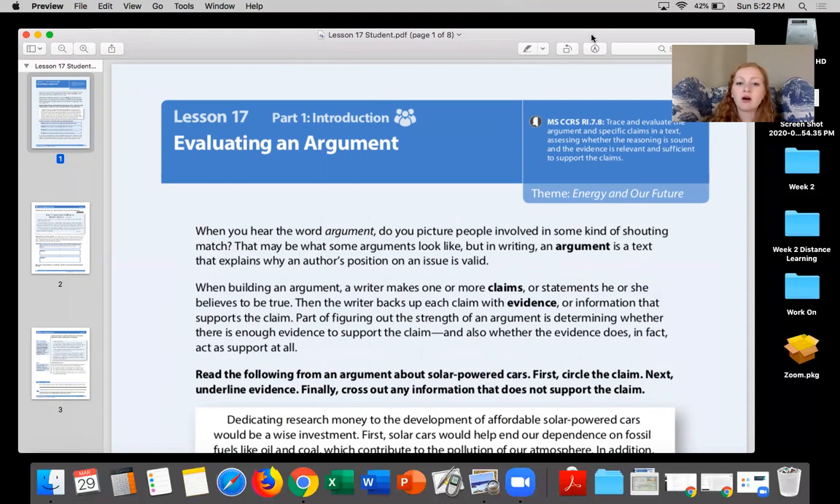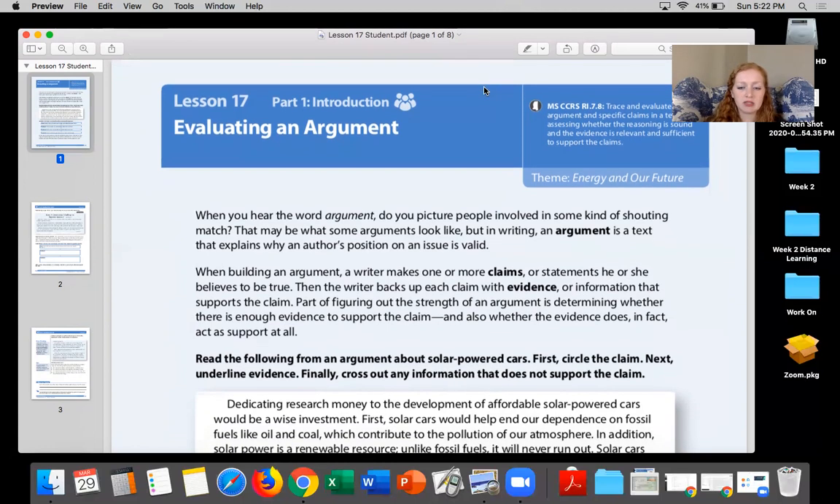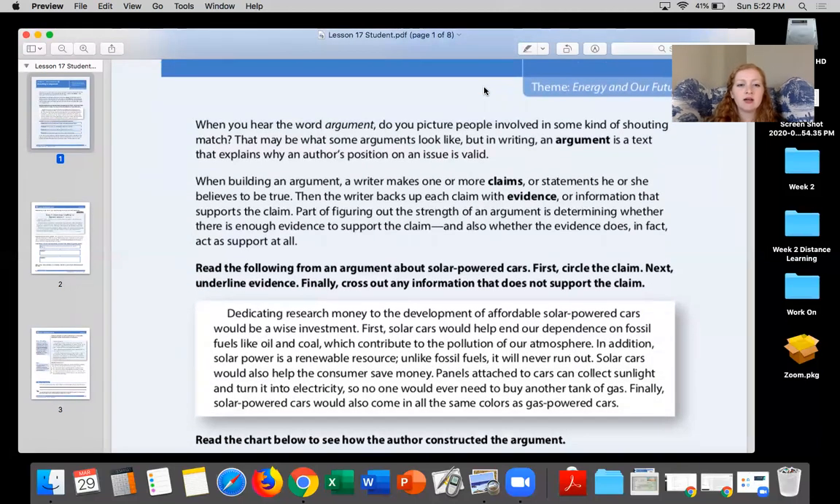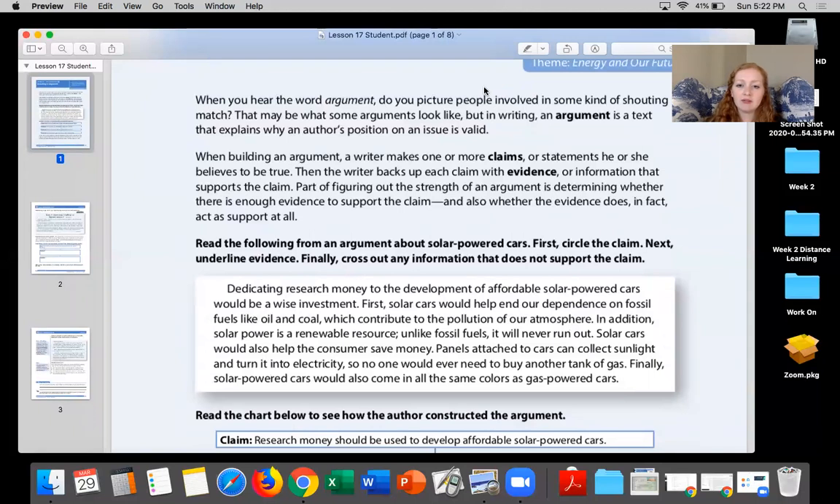When you hear the word argument, do you picture people involved in some kind of shouting match? That may be what arguments look like, but in writing, an argument is a text that explains why an author's position on an issue is valid. When building an argument, a writer makes one or more claims or statements he or she believes to be true. Then the writer backs up each claim with evidence or information that supports the claim.